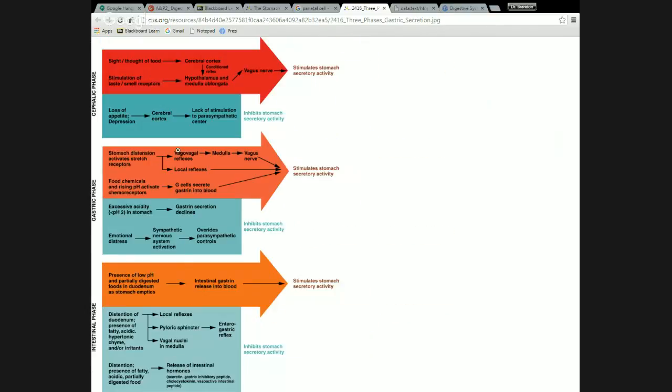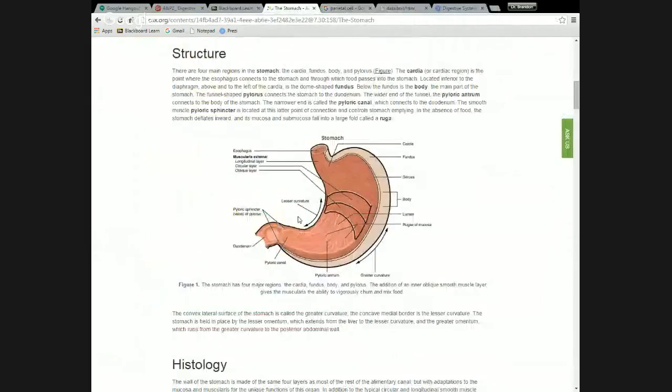So really looking at these three phases, the cephalic phase and the gastric phase are largely excitatory, stimulating stomach activity. And the intestinal phase is mostly inhibitory. Now there's a little bit of excitatory aspects from the intestinal phase, and there's a little bit of inhibitory from the cephalic and gastric phases. But for the most part, cephalic and gastric increase gastric activity, and the intestinal phase decreases it, which is what this figure is getting at.